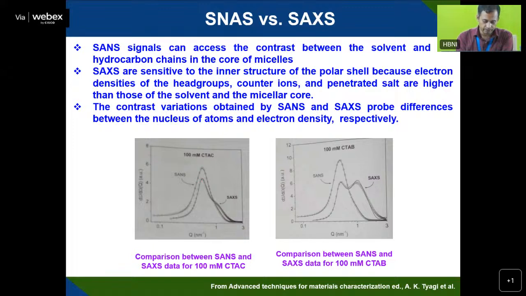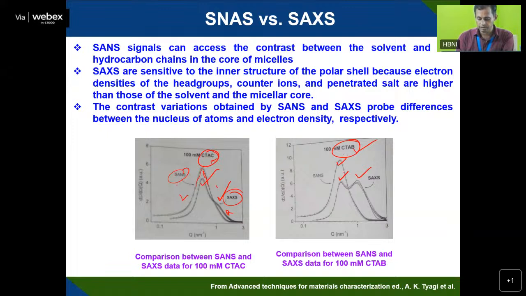This is CTAC, and this is both SANS and SAXS analysis, neutron scattering on the left and X-ray scattering on the right. You can see in the case of SANS we get one symmetric peak here, but in the case of SAXS we get one peak here and another peak here. But when you take the same surfactant with ammonium bromide instead of chloride, you can see the SANS is still that symmetric one, but in the case of SAXS you are getting two peaks, and both peaks are well resolved here.